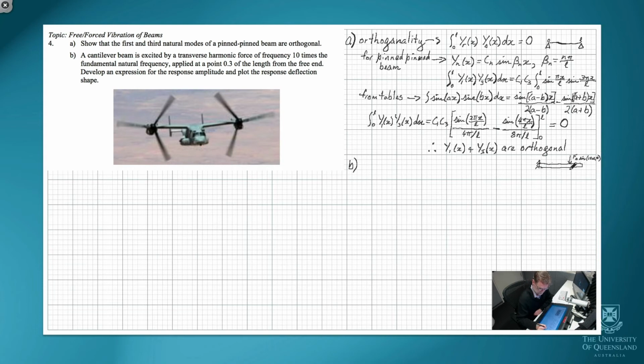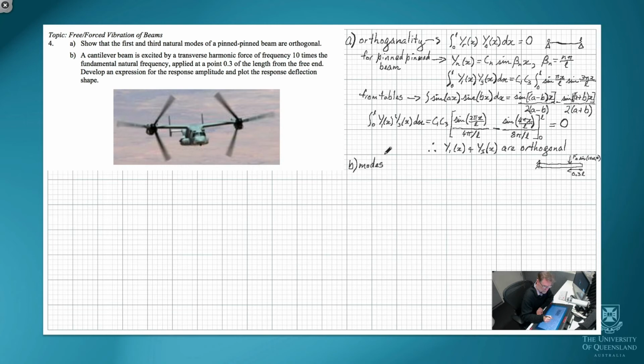And it's applied at a point 0.3 times L. All right, so we need to start off looking at the modes of vibration. As we said, in a forced vibration analysis, we can make up the force response using contributions from individual modes because they're all orthogonal to each other. So we can start off by looking at the modes of vibration.